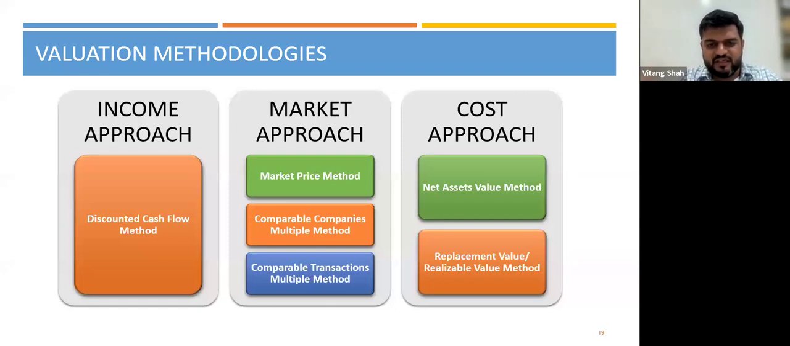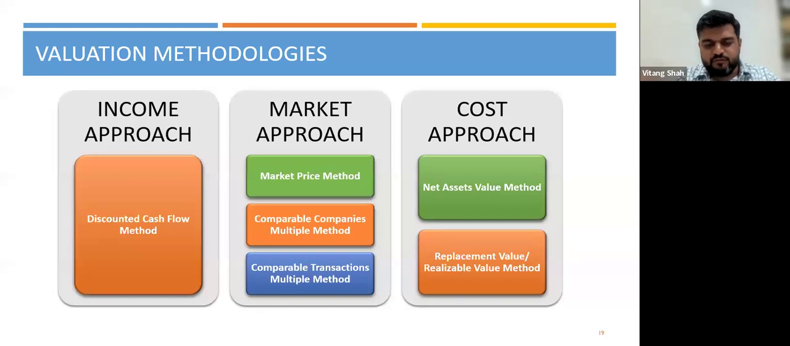on a recognized stock exchange. If those shares are not listed, if you are valuing an unlisted company, you can consider the comparable companies multiple method, wherein you apply a multiple at which comparable companies are trading in the stock market. You apply those multiples to your own company, and that's where you arrive at the value under the market approach. And the third one being the comparable transactions multiple.